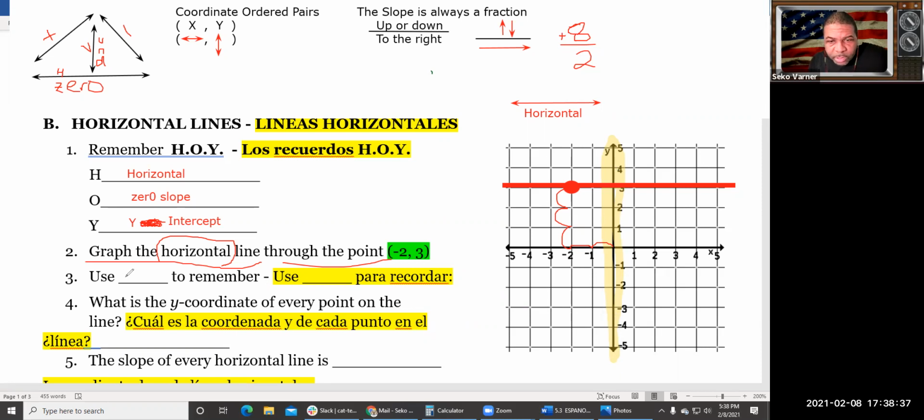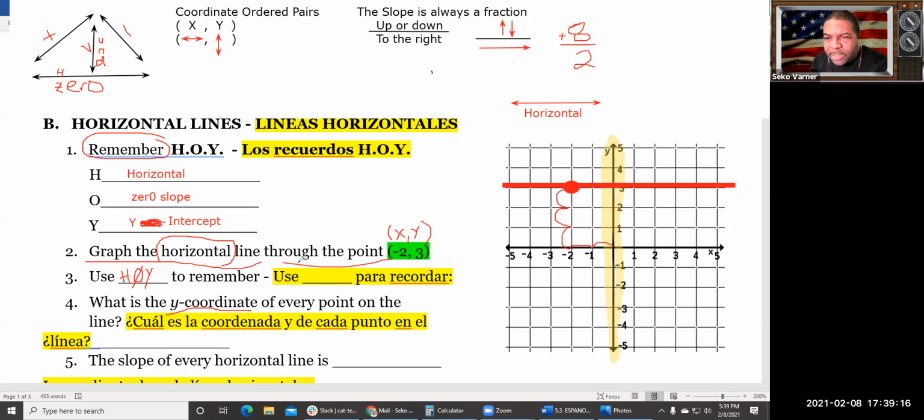Now, number 3, use something to remember. What are we going to remember? Oh, okay. We're going to remember HOI, which stands for horizontal, zero slope, and Y-intercept. And number 4 says, what is the Y coordinate of every point on the line? Well, let's see. Here's our X. Here's our Y.